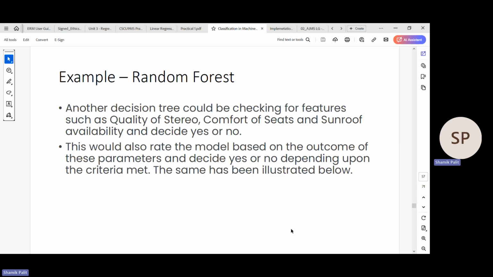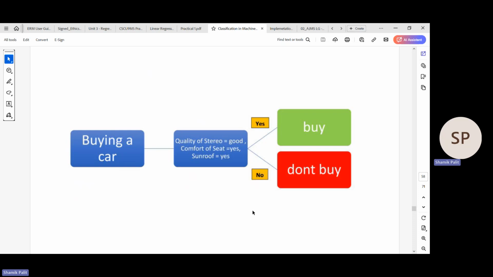Okay, so like that, we can make another decision tree for checking other facilities. Like as I told you, it can be quality of stereo or it can be comfort of seats. Any other features can also be used in this particular scenario. And ultimately, as you can see, now we are using quality of stereo or comfort level of the seat. And based on that also, you can have a particular decision whether to purchase the car or not.